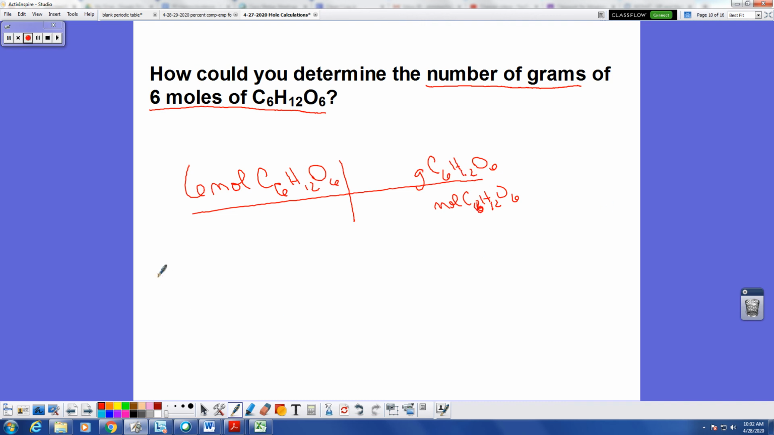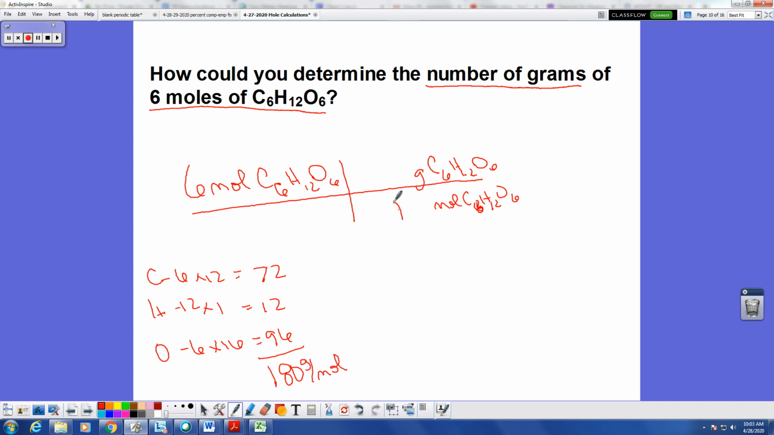Okay, if we need to remember that molar mass, you have 6 carbons, 12 hydrogens, and 6 oxygens, times 12, times 1, times 16, that's 72, that's 12, that's 96, and that gives you a total of 180 grams in 1 mole. So this is 1 mole, this is 180 grams. Okay, so moles cancels. So we solve 6 times 180, that should be 720 grams.